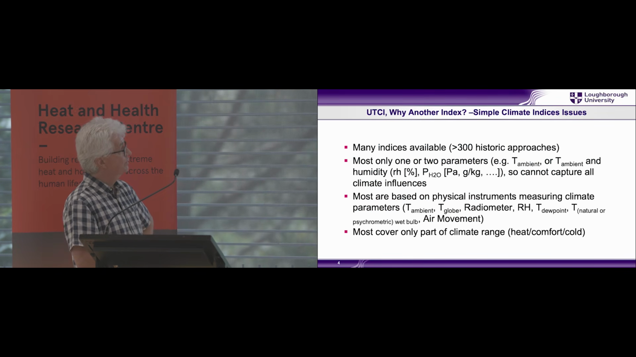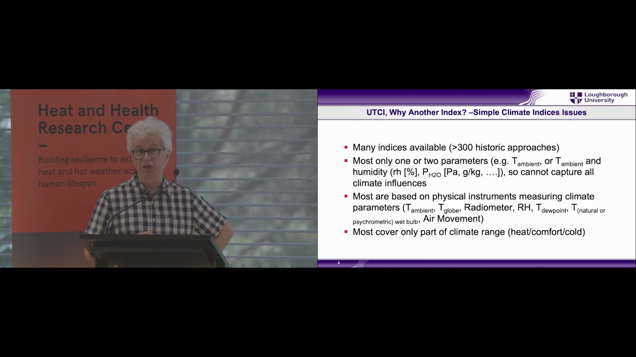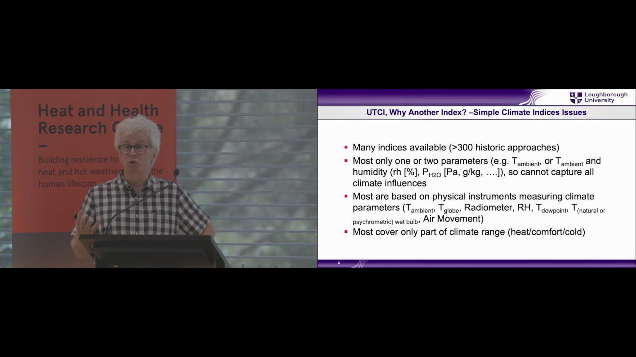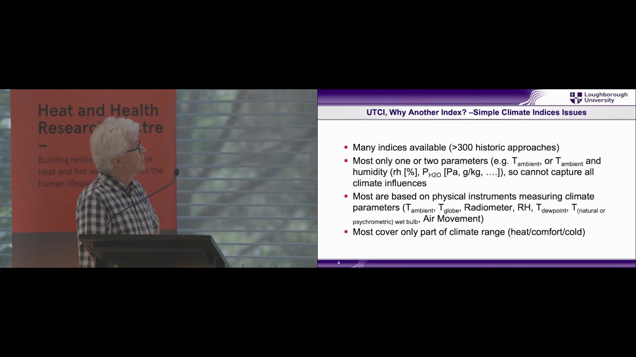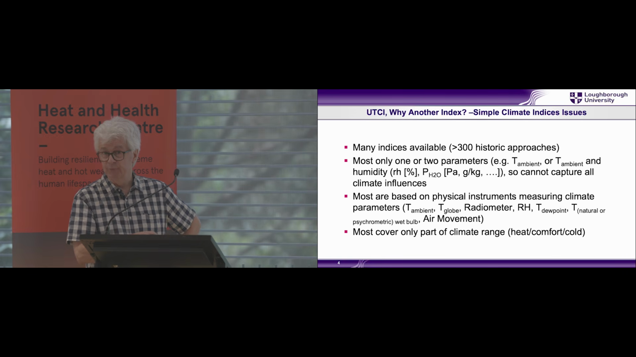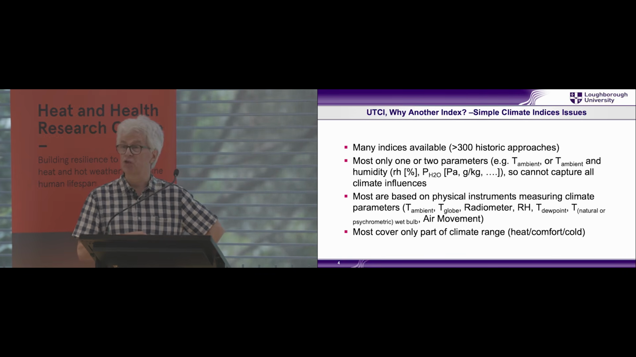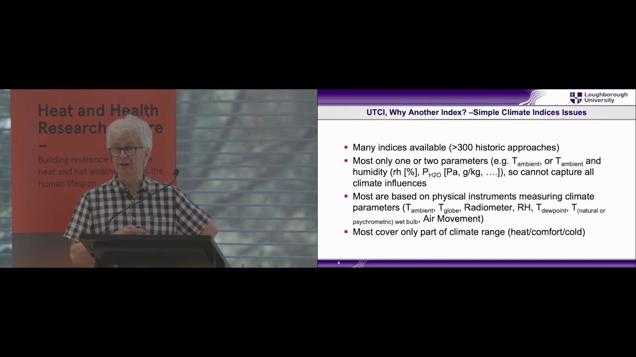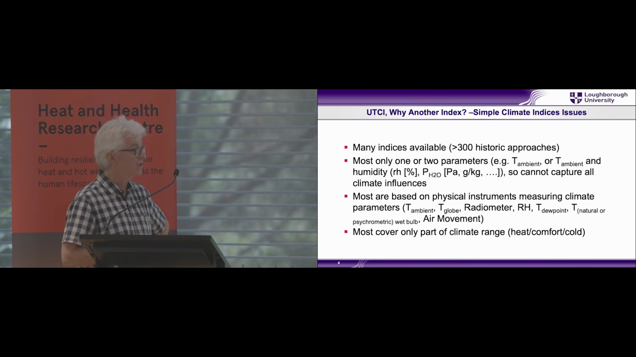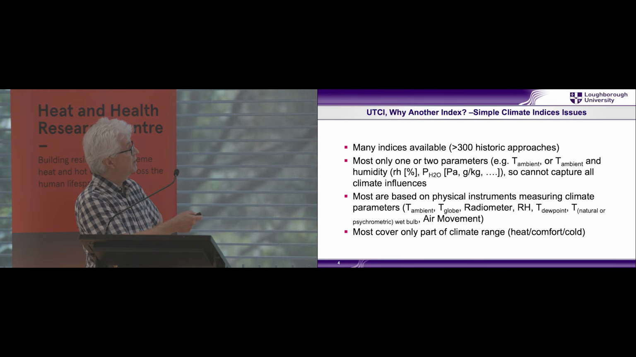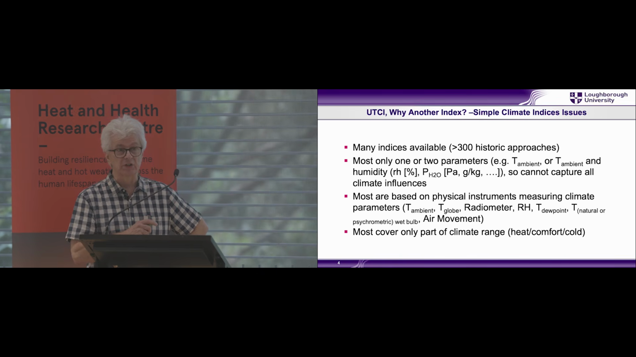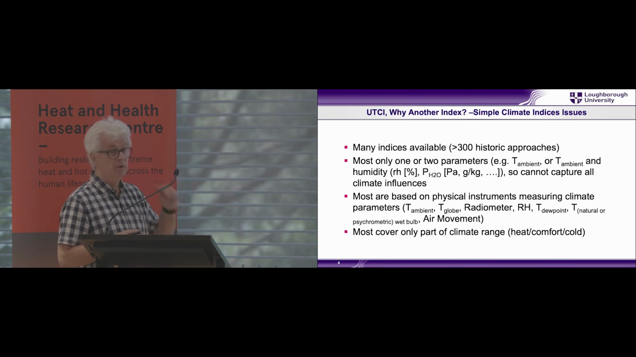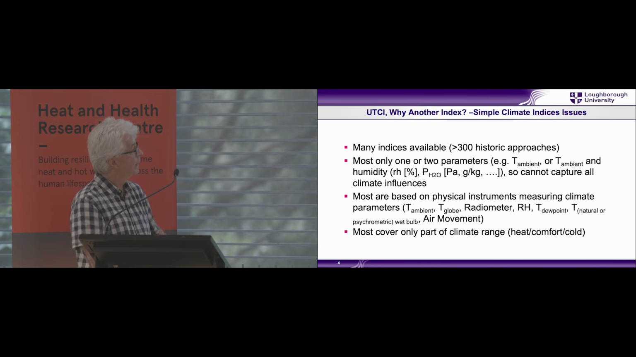So we have loads of those. Now the first problem is that many of these indices, and for example, ambient temperature is a climate index in itself, only use one or two parameters. So maybe just ambient temperature, which we know and we'll see later is not a very good descriptor of the climate. Others use ambient temperature and humidity, which improves things a lot, but of course doesn't consider wind, doesn't consider radiation, and humidity, relative humidity, vapor pressure, etc. So they just cannot capture all climate influences if they only use a part of the four main climate parameters.